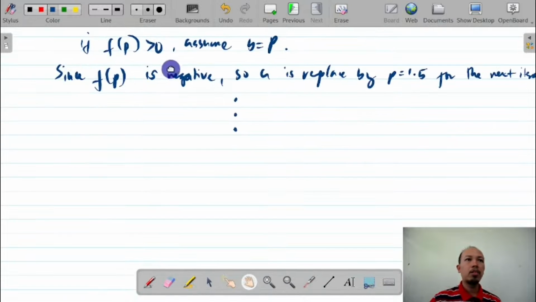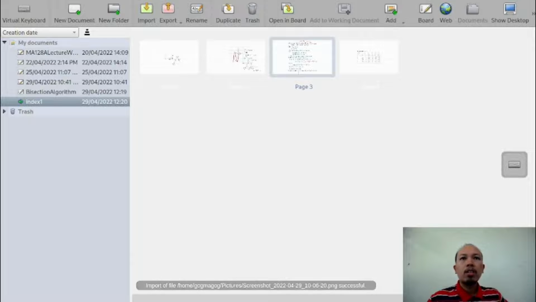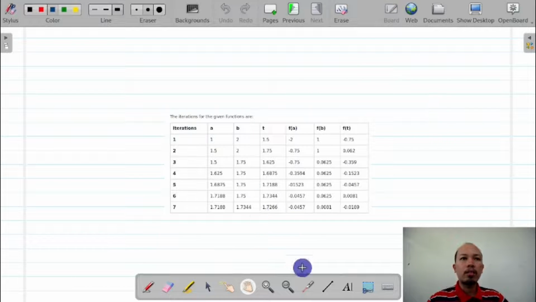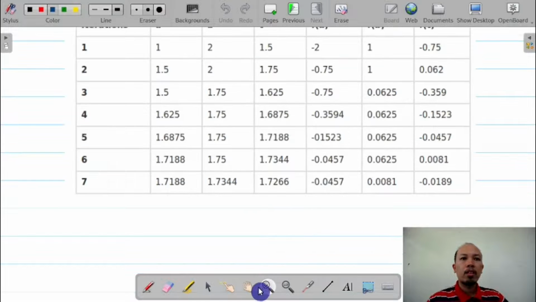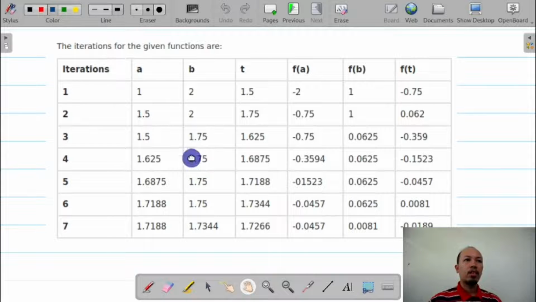So you continue. I'm going to add this one here. I'm going to add an image somewhere. I think this one. This is the new image. Okay, so this is the table. So for iteration one, we have this value.